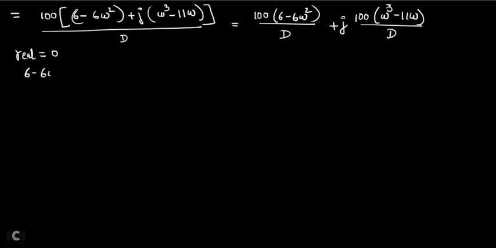6 minus 6 omega square is equal to 0. I am not writing the numerator 100 and the denominator d, because when you equate it to 0, that goes to 0. So now if you simplify, what will you get? Omega square is equal to 1.